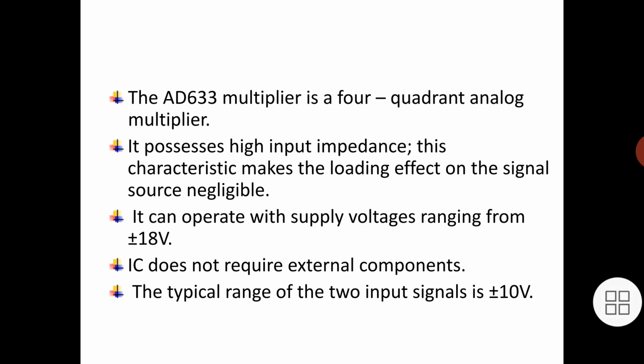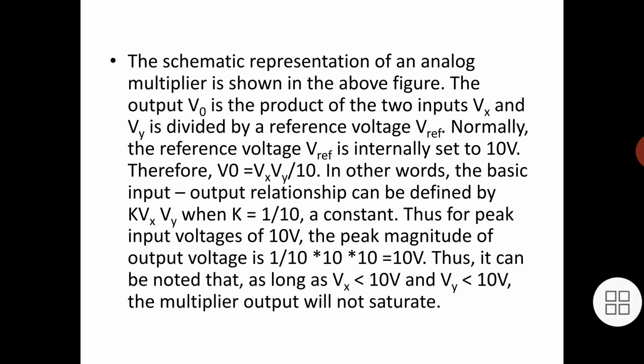The IC does not require external components. Calibration by the user is not necessary. The typical range of the two input signals is plus or minus 10 volt. And next, see the schematic representation of a multiplier. We have already seen the schematic representation.